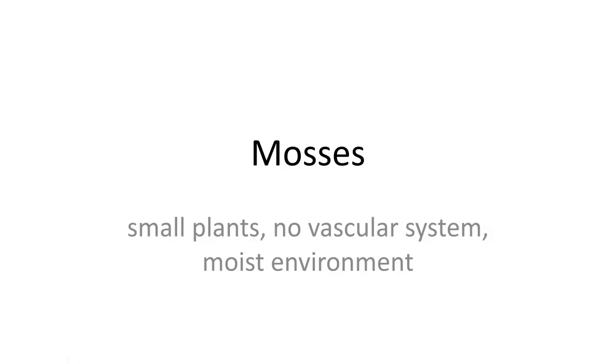This group is called mosses. And mosses are small plants with no vascular system that live in a moist environment. They are the higher end of the scale of things that we call bryophytes.